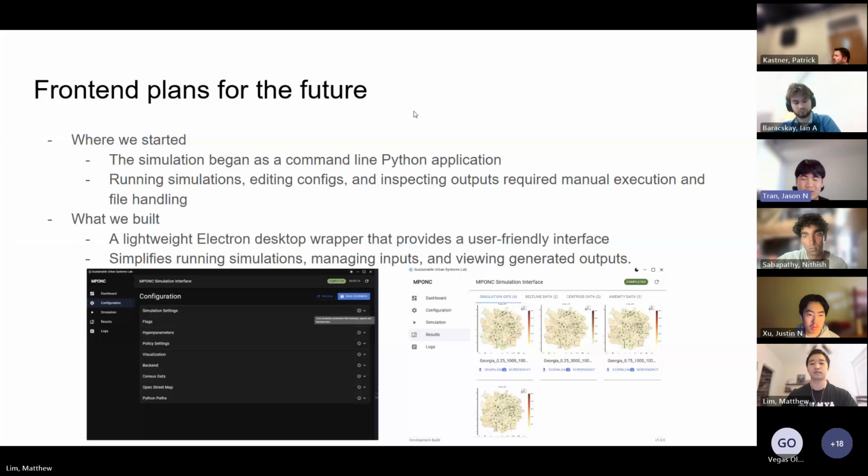And just a quick update, we worked on the front end to make it easier to run our simulation because originally it was a CLI Python application. It was to help streamline the process and make editing configs and inspecting outputs easier. It's built on a lightweight Electron desktop wrapper with a React front end, and that's about it for the front end.